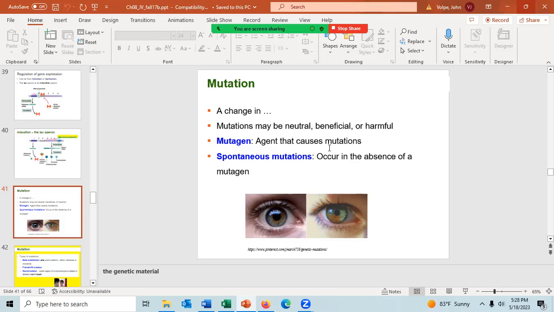And there are different agents, like a chemical agent, that can be a mutagen. Mutation does happen in the absence of all other factors, and we call that a spontaneous mutation. It occurs in the absence of a mutagen. And spontaneous mutations happen all the time. It's just a mistake of the DNA polymerase putting in the wrong nucleotide.